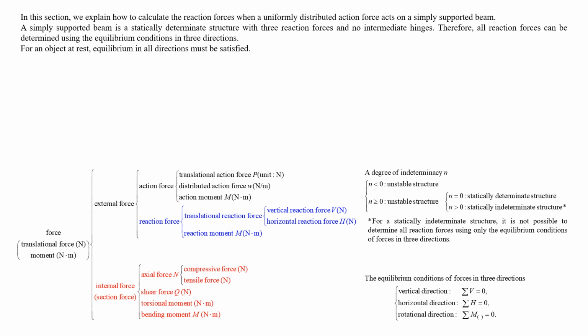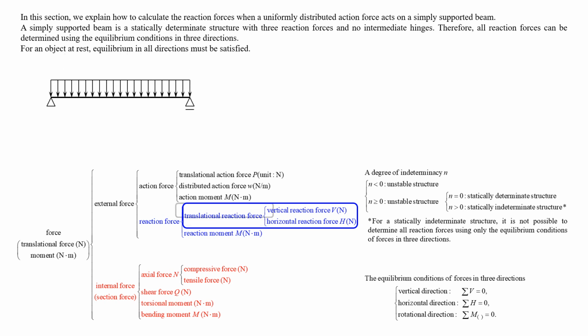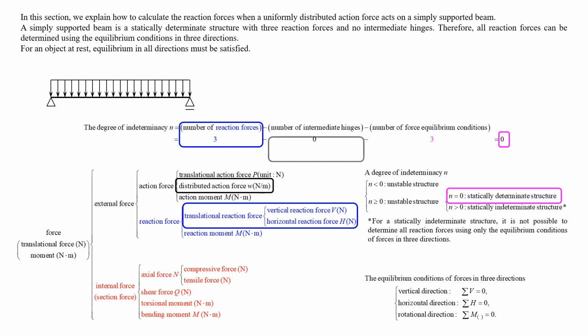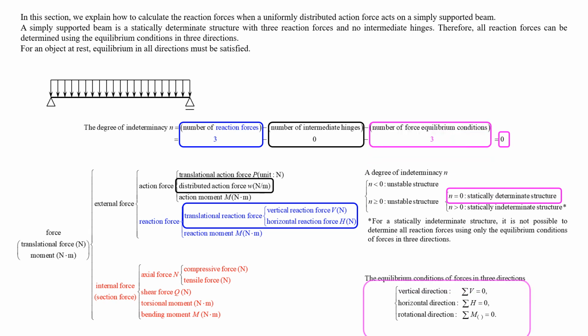In this section, we explain how to calculate the reaction forces when the uniformly distributed action force acts on a simply supported beam. A simply supported beam is a statically determinate structure with 3 reaction forces and no intermediate hinges. Therefore, all reaction forces can be determined using the equilibrium conditions in 3 directions. For an object at rest, equilibrium in all directions must be satisfied.